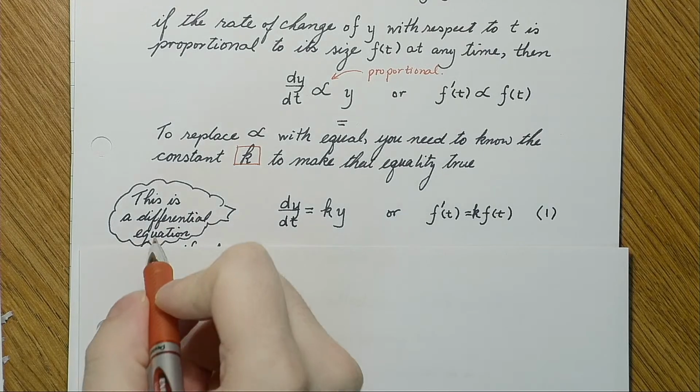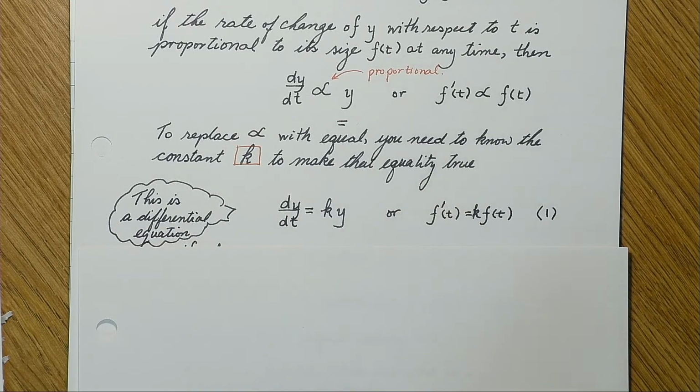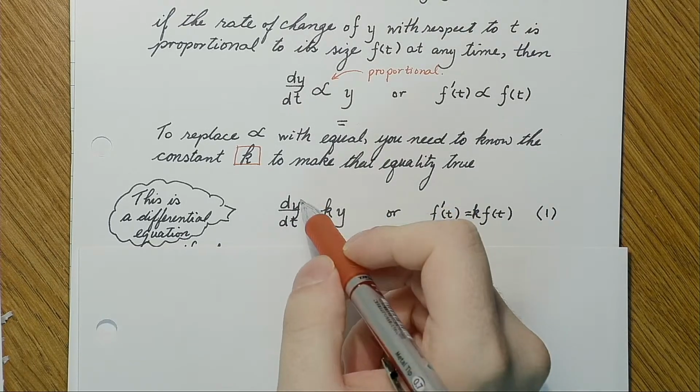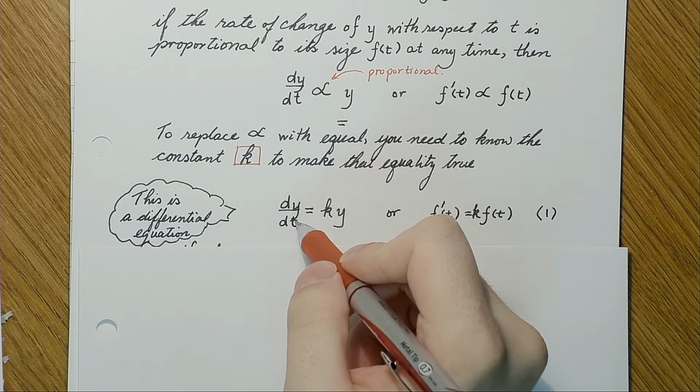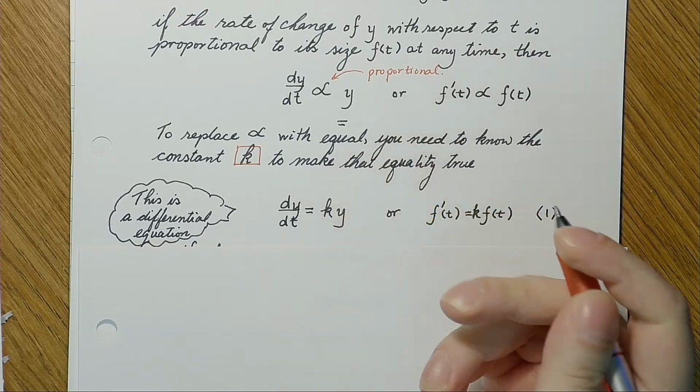Just as a little note, this is probably your first differential equation that you will see. What we're interested in now is we know this relationship that the rate of change of y with respect to t is equal to some constant times the original function.